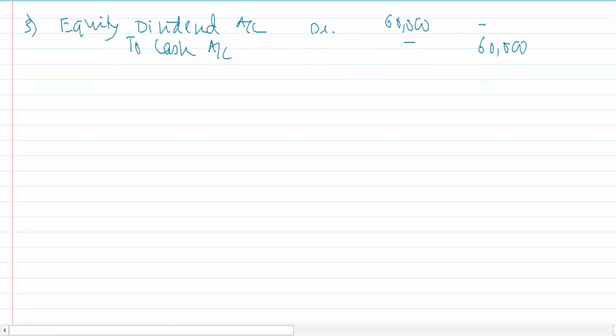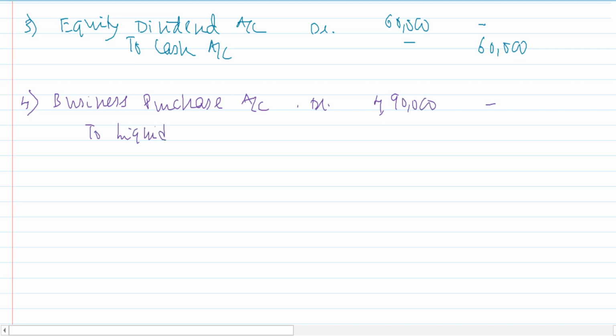Yes, it's time now to record for the acquisition of the business. So we say business purchase account debit. Our purchase consideration is 4,90,000 to liquidator of Q Limited account, 4,90,000.